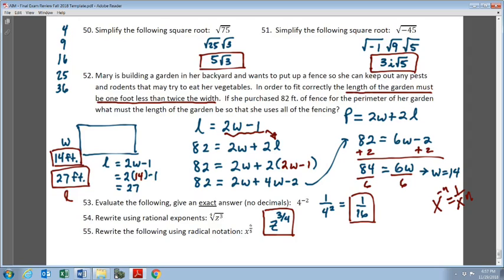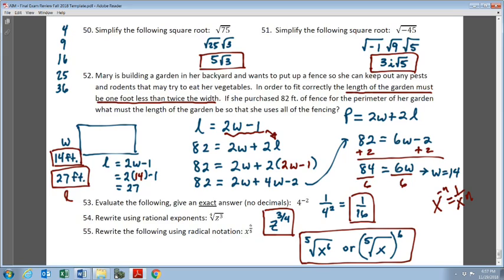On number 55, so we're going to be looking at a 5th root there. Now we're writing in radical notation. And notice I put the 6 on the x, or I could put the 6 outside. But the main thing is the root is always the denominator. That's going to be 5 here. All right, and we have completed the review.